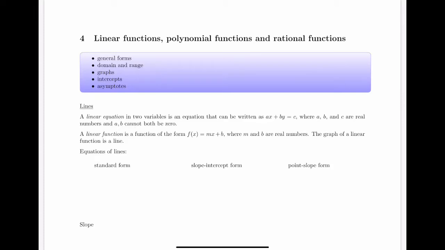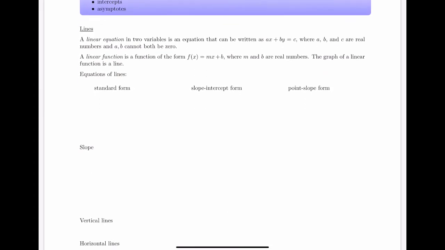Module 4 builds on power functions, and in this module we will discuss linear functions, polynomial functions, and rational functions. We will talk about the general forms, the domain and range, the graphs, the intercepts, and some of the common techniques to approach these functions with. We will start with linear functions, or lines.